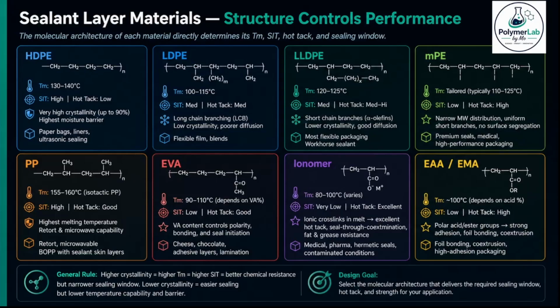Polypropylene offers the highest melting temperature in common packaging sealants. Isotactic polypropylene melts at 155 to 160 degrees Celsius. This makes it essential for retort applications and microwavable containers where the film must survive sterilization. The penalty is high SIT and reduced clarity.